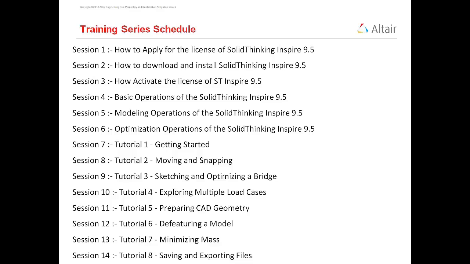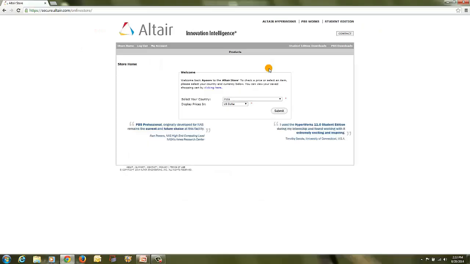Now in this video, I am going to show you how to download and install SolidThinking Inspire 9.5 on your machine. So open the browser which we opened for the license application process. Open the same web page, secure.altair.com online store, or type on Google and search Altair store. The first link that comes is this.